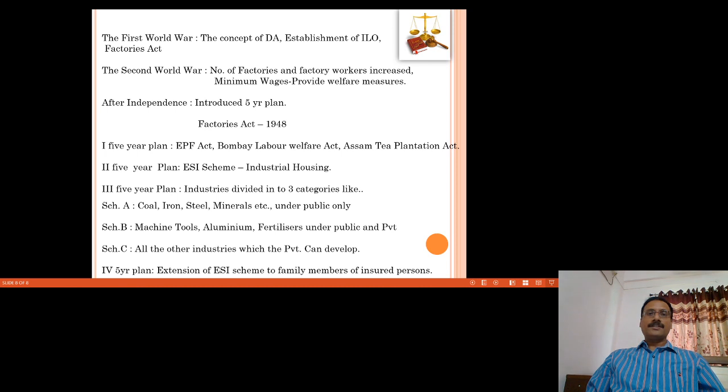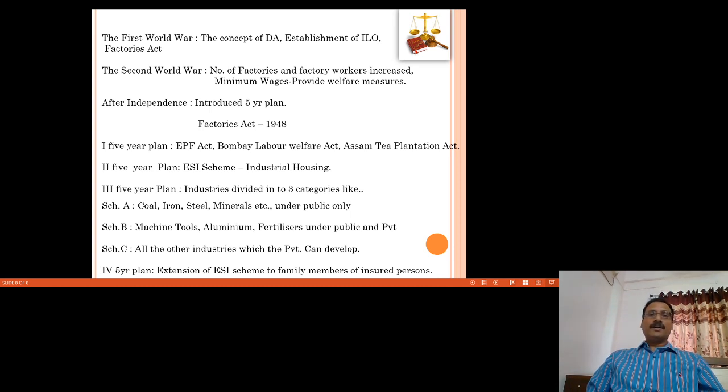In the year 1919, the establishment of the ILO occurred. The International Labour Organization was established in 1919, and the Factories Act was also introduced. The Factories Act is reformed year by year based on the conditions of the country. That's why the Factories Act is very, very important.